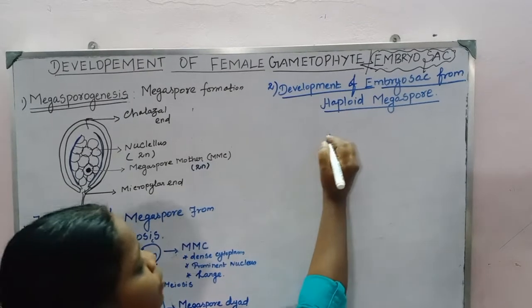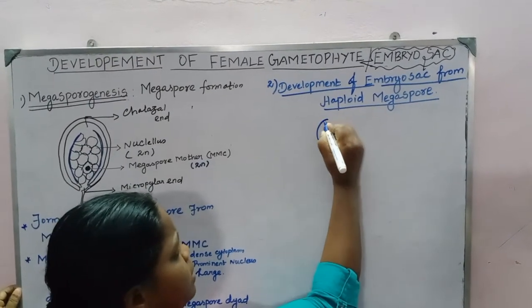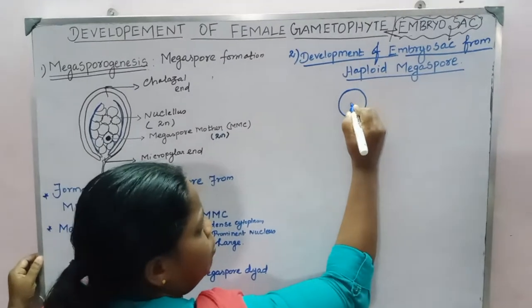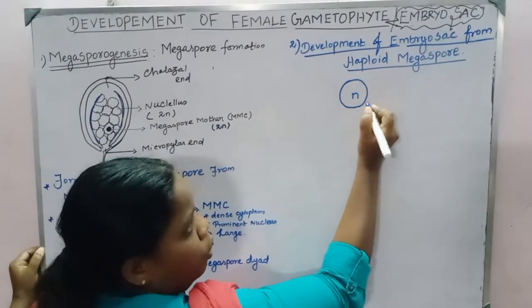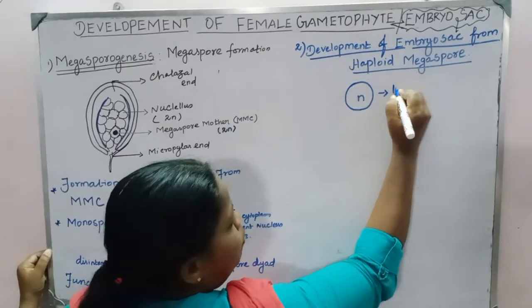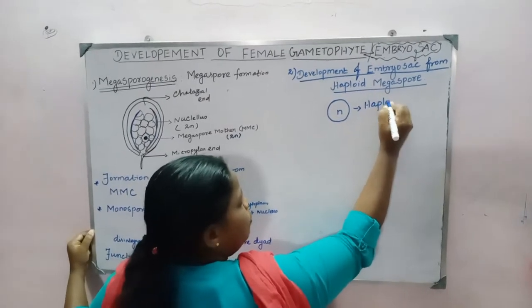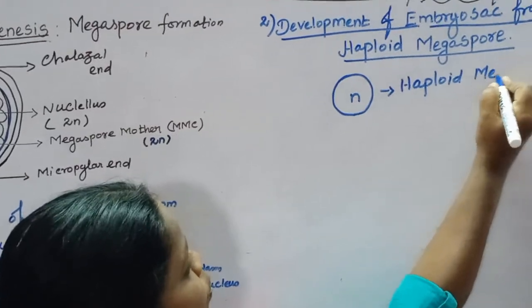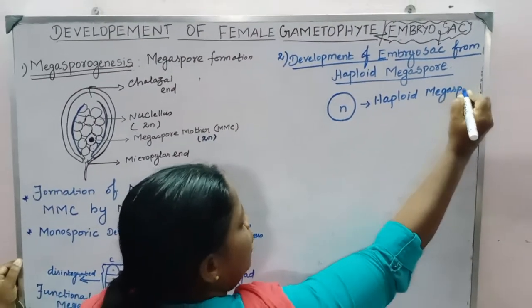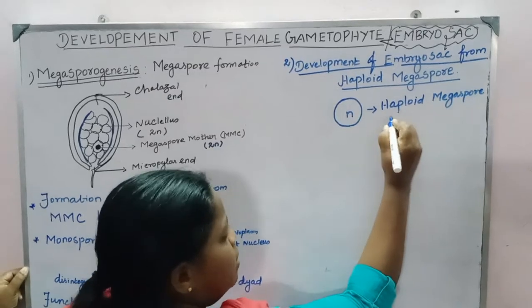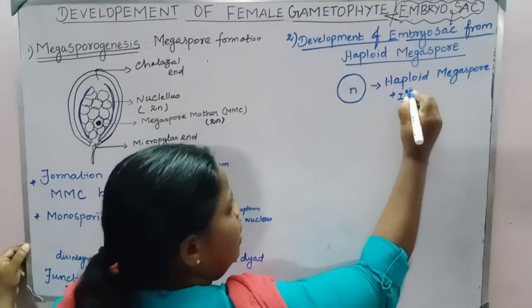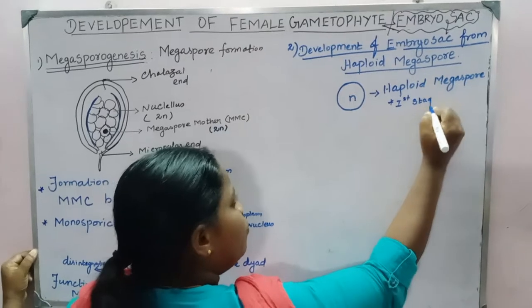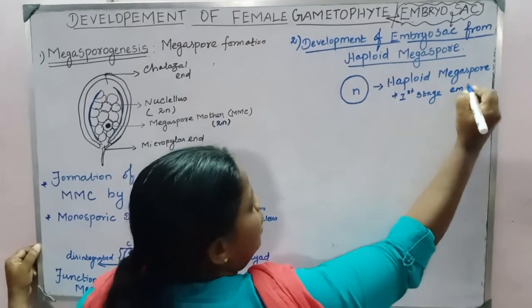Next we will come to the development of the embryo sac, that is the second process in the female gametophyte. Here it starts with the functional megaspore. What about the chromosome number? Can you say, children? Haploid in number. This is a haploid megaspore. It is the first stage of the embryo sac.